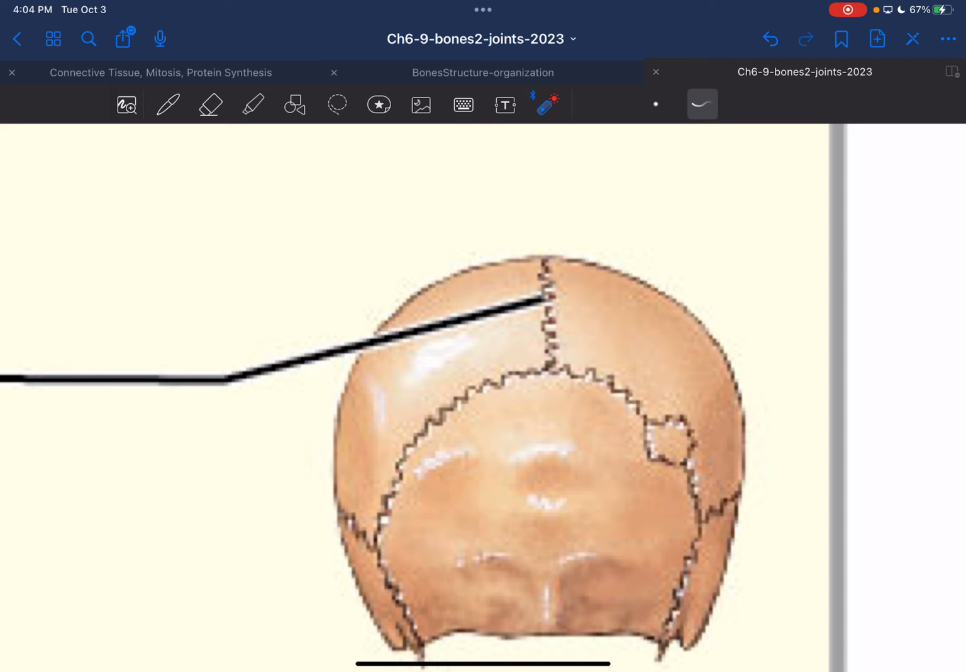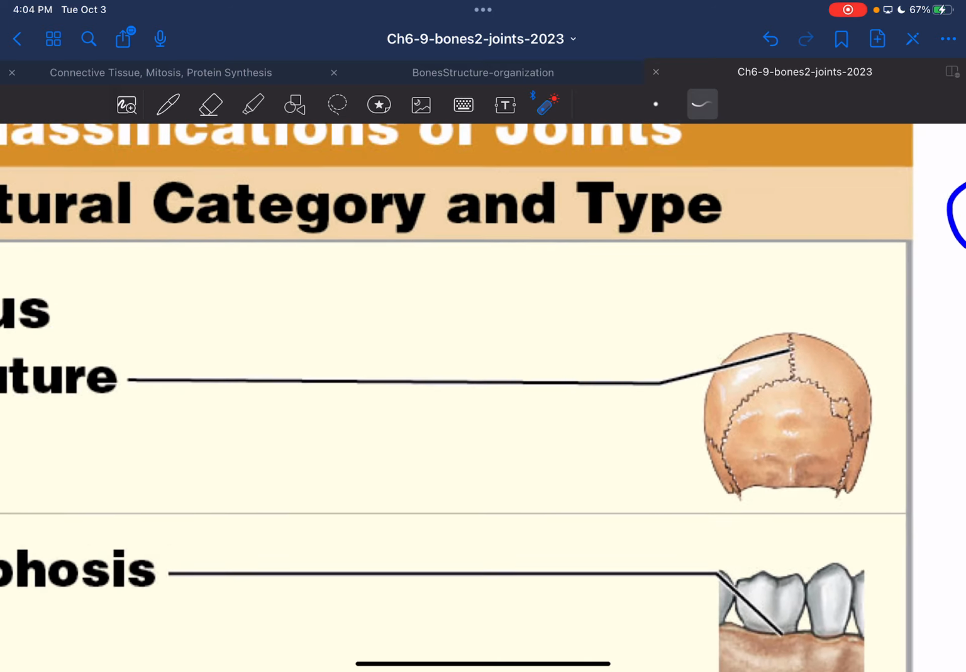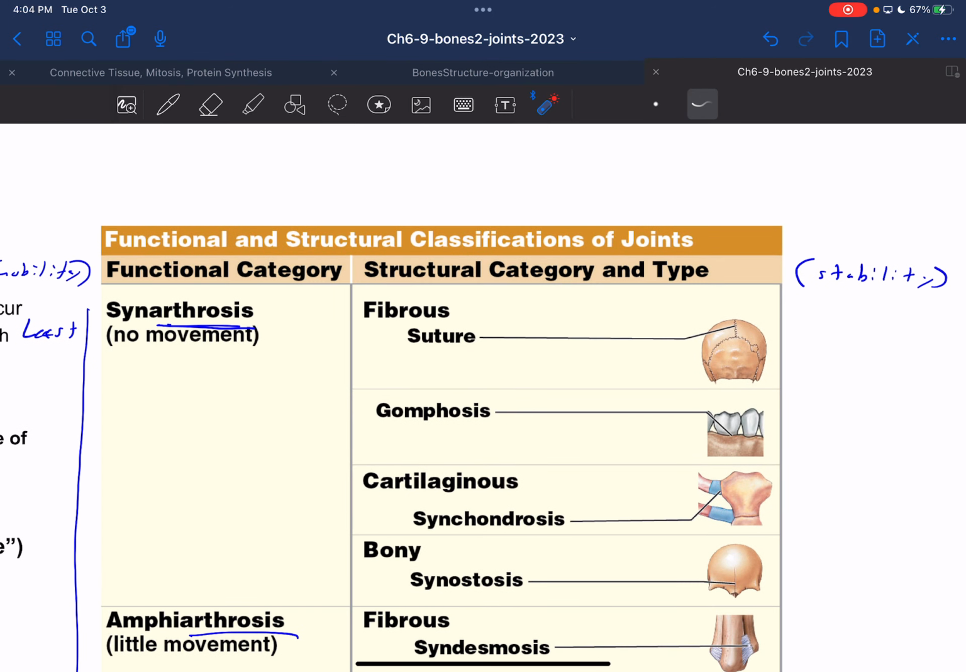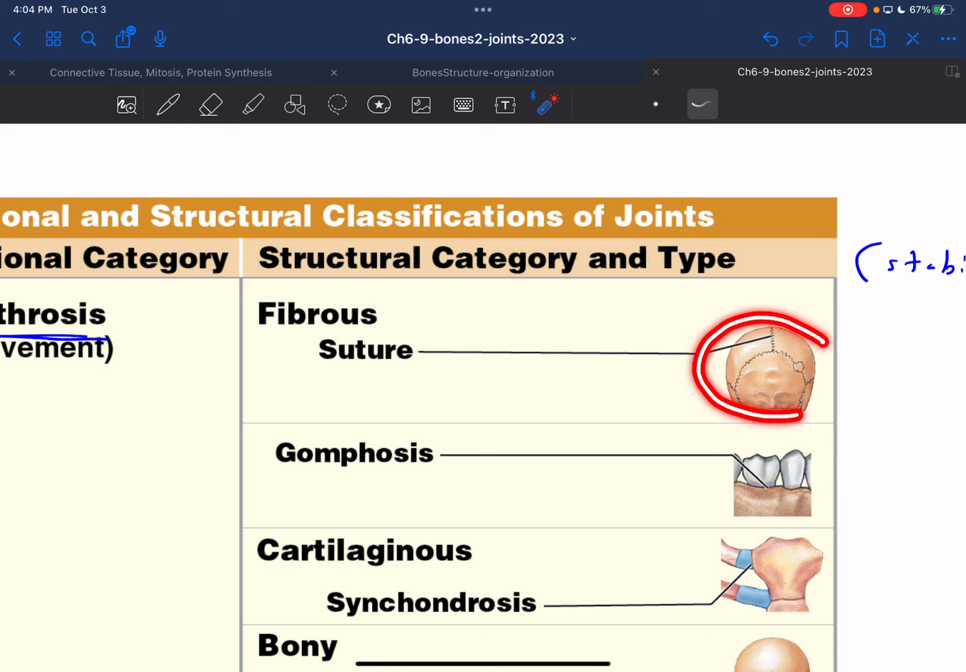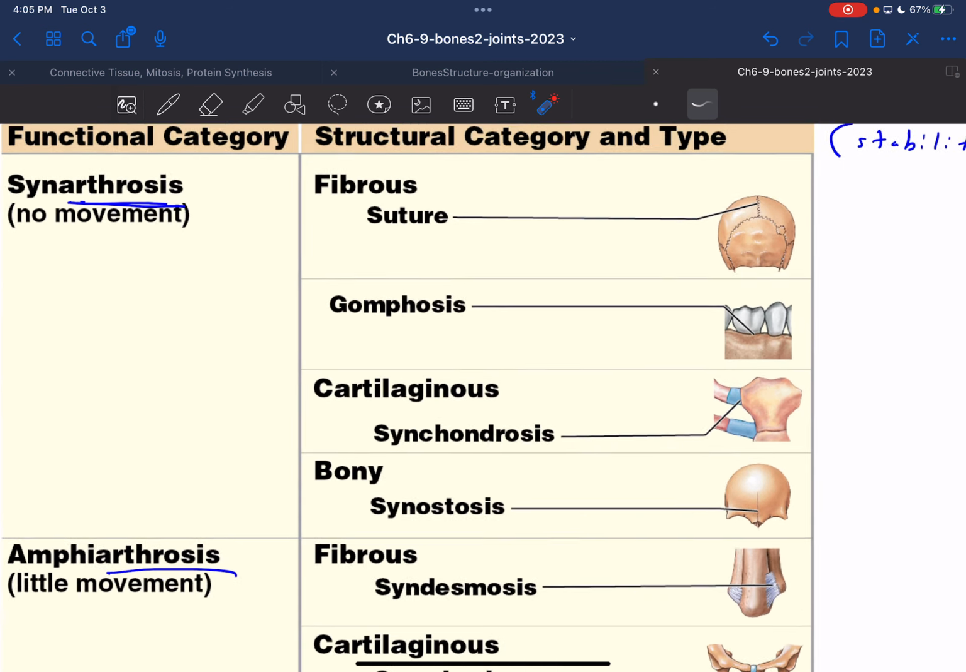And so you can all imagine a skull. Do you really see my parietal bone moving around and flipping over with the frontal lobe? They really don't move at all. And so that's an example of a structural category. So you can see how I can ask you 2 questions for just this. If I ask you for the structural category of this, you answer suture. If I ask you for the functional category of this, what do you answer? Synarthrosis. Let's do the next one.